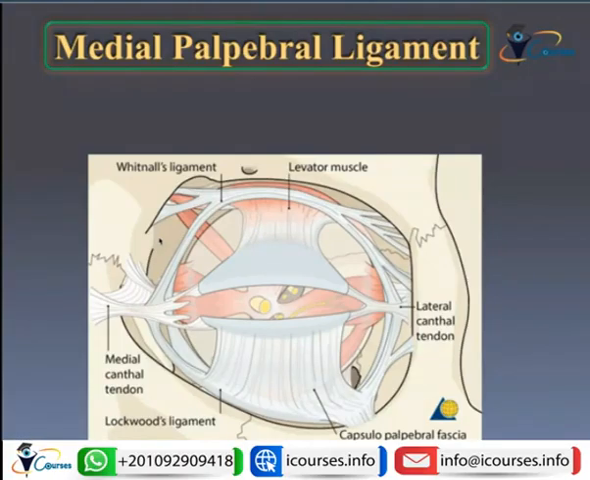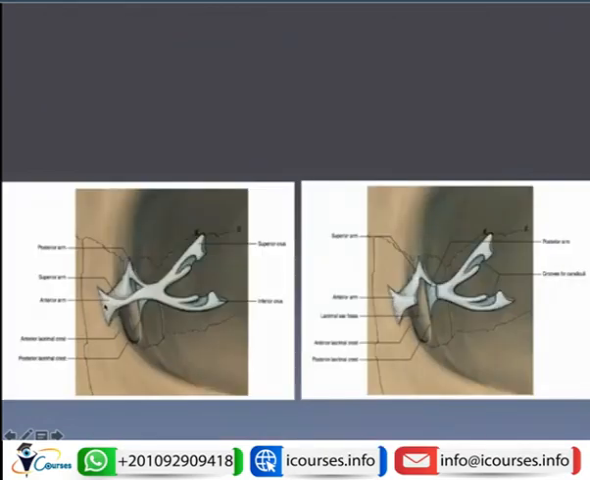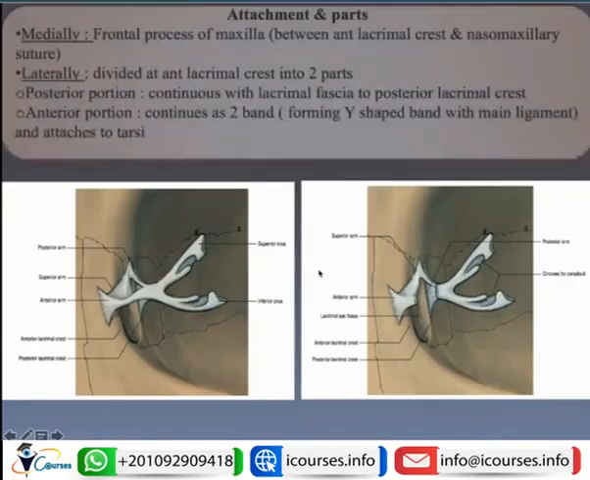Other fascial or fibrous components of the orbit are the medial and lateral palpebral ligaments. Let's start with the medial palpebral ligament. Sometimes it is called the medial canthal tendon. This tendon attaches the upper tarsus and the lower tarsus to the medial orbital margin. It is a triangular band of fibrous tissue, about 9 millimeters in length, as you can see here. This is the upper crus and lower crus of the medial palpebral ligament. It is Y-shaped, attaching the medial orbital margin to the upper and lower tarsus.